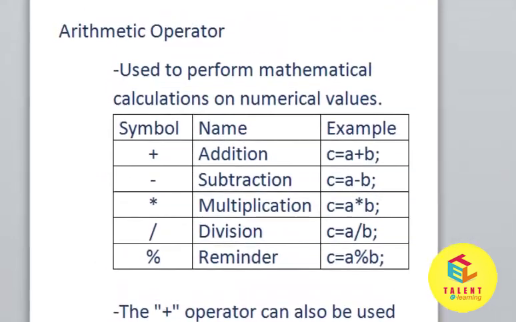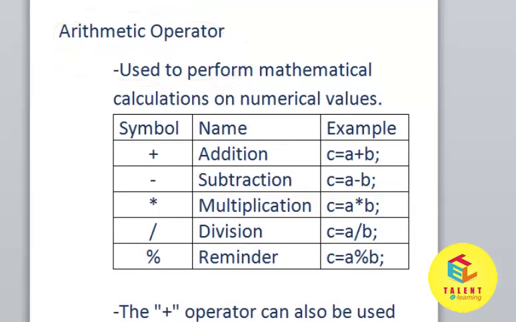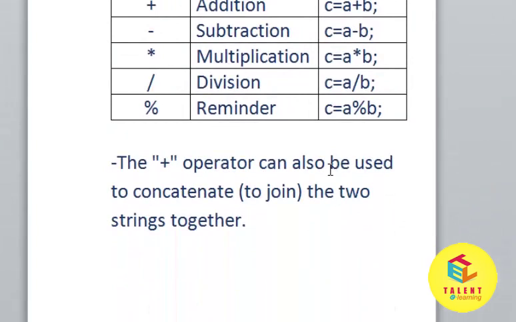First, arithmetic operator. Arithmetic operator is used to perform mathematical calculations on numerical values. Here, this is the list of arithmetic operators: addition, subtraction, multiplication, division, and remainder. Here, the addition operator can also be used to concat two strings together.